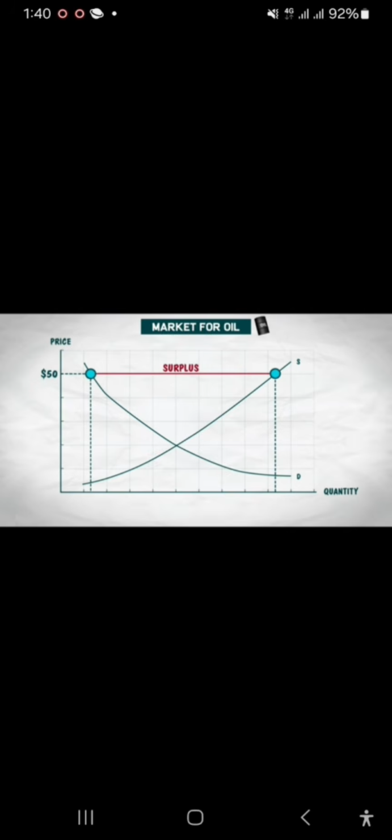We showed in an earlier video that at any price above the equilibrium price, there's a surplus, and the incentives of sellers pushes the price down. And at any price below the equilibrium price, there's a shortage, and the incentives of buyers pushes the price up. As a result, the equilibrium price is the only stable price.